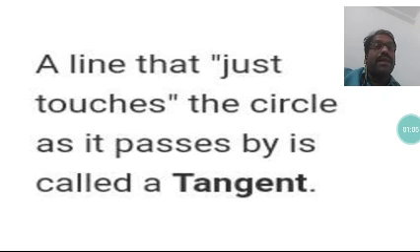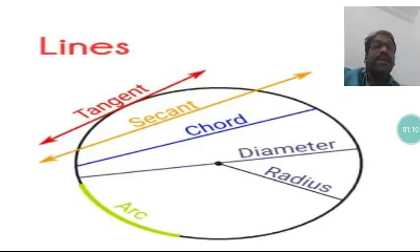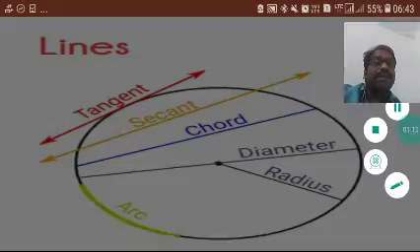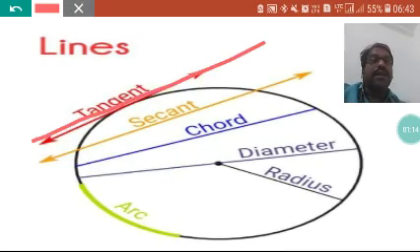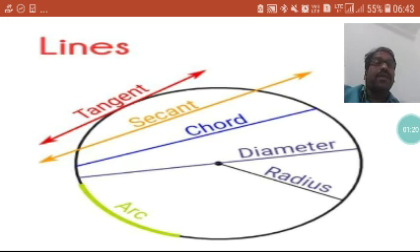So tangent is the line that touches the circle as it passes by it. That means this line which touches the circle externally is called a tangent. It touches the circle at a unique point. Then what are secant, chord, diameter, and radius? Just now I have explained.